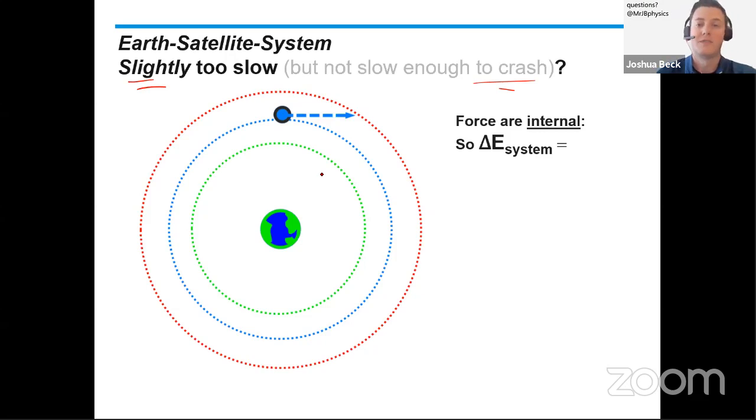What would the path look like if the speed was 0? Crash, right? So if it's going too slow, then it has the risk of crashing, just like if it was going too fast, it had the risk of escaping. But we were just saying slightly too slow in this case, or slightly too fast in the last case, and slightly too slow in this case. So just a little bit slow.